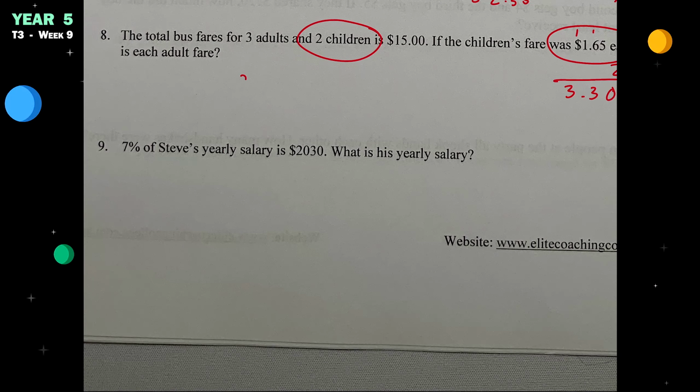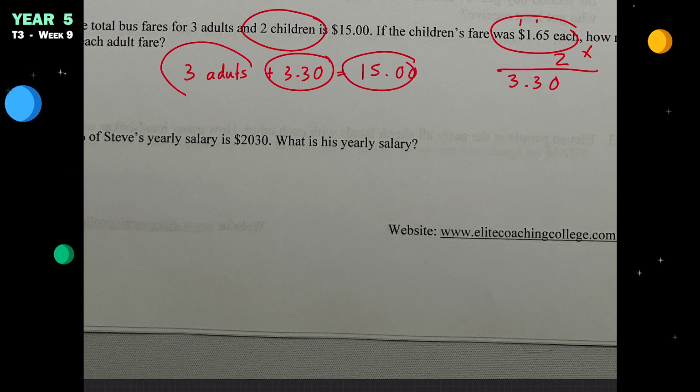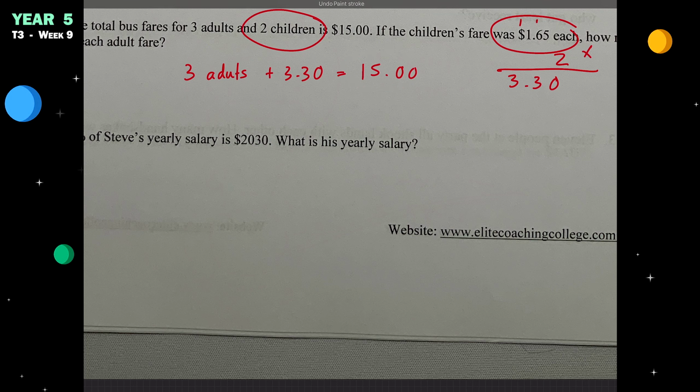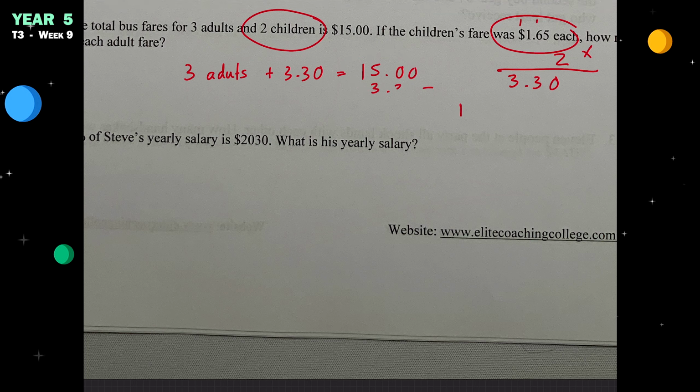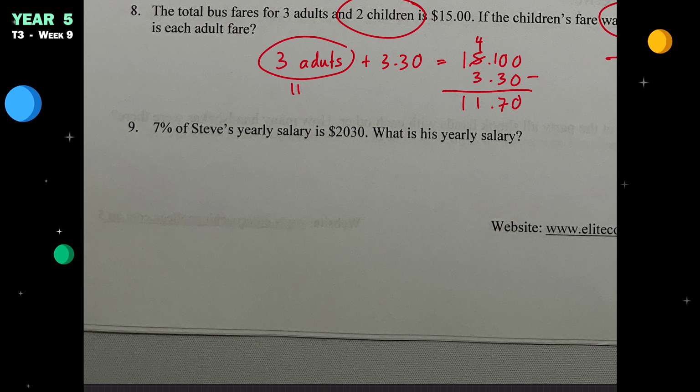So the 3 adults plus all the children's cost, which was $3.30, came to a total of $15. So first we take 15 and take away $3.30 to find out how much the 3 adult tickets cost. So you do 15.00 take away $3.30 here. This would be a 4, this would be a 10, 10 take away 3 is 7, 4 take away 3 is 1, and 1 take away 0 is 1. So the 3 adult tickets must cost $11.70 if you want a total of $15.